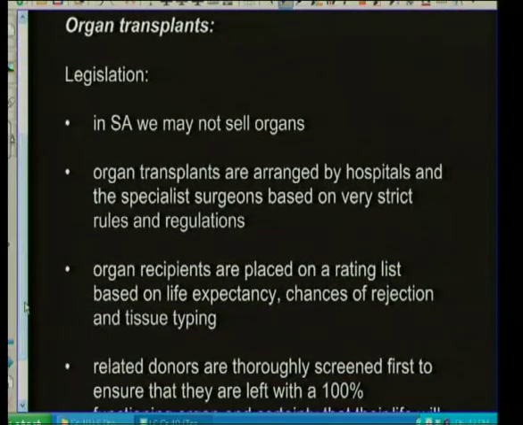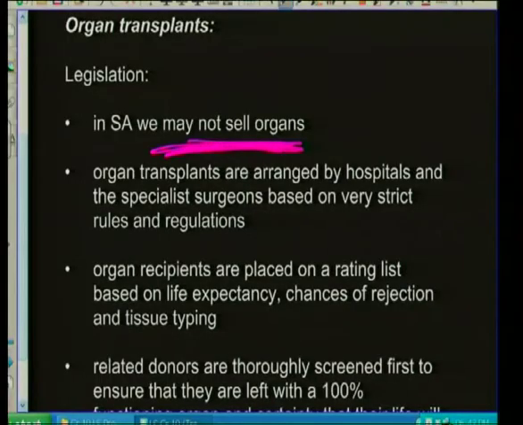Remember, there are laws that control these things. If we had transplants without laws controlling them, we would have a market out there for killing people so that we can sell their organs. And we hear these stories very regularly where people are killed for their body parts. So in South Africa, we may not sell organs. It is illegal to sell organs. So if somebody comes to you on the street and says, you know what, I can offer you a heart or a lung, please stay away from them because you'll end up in serious trouble.